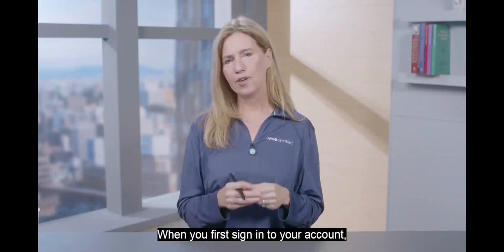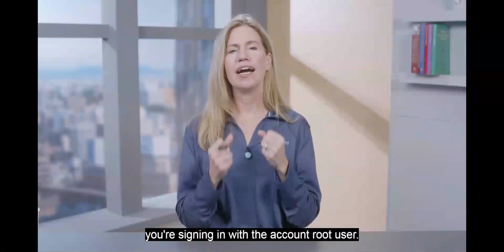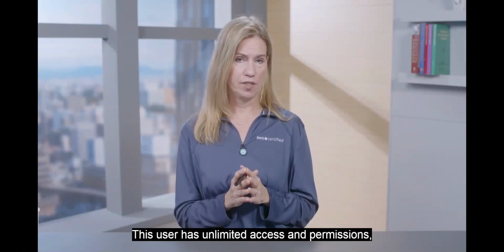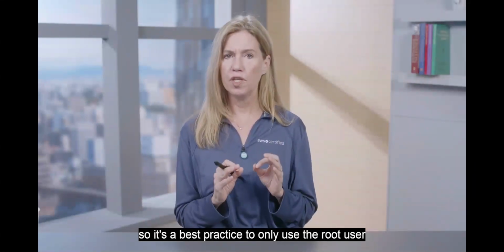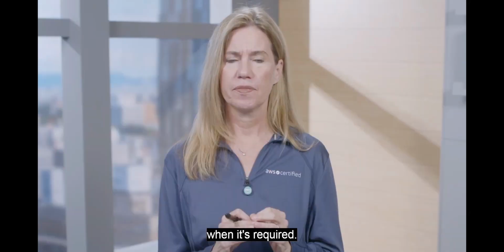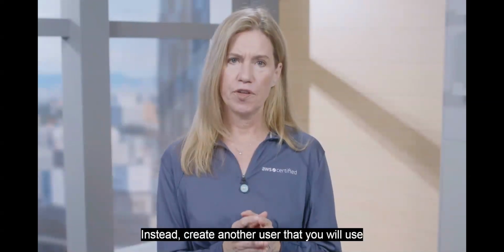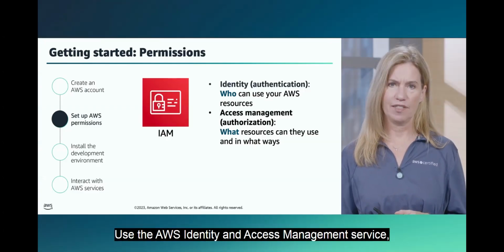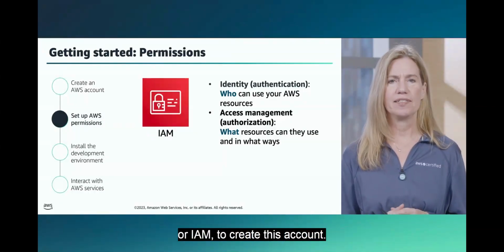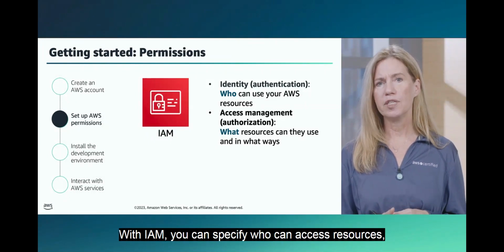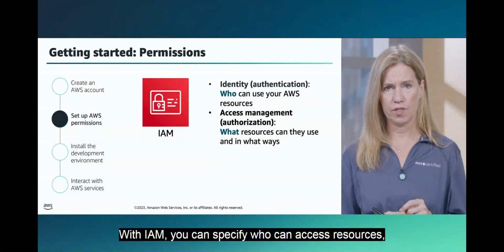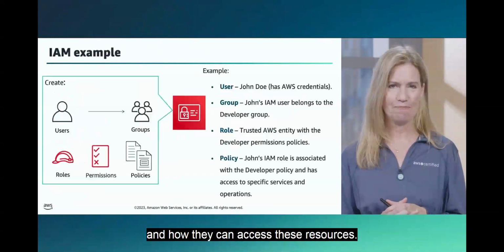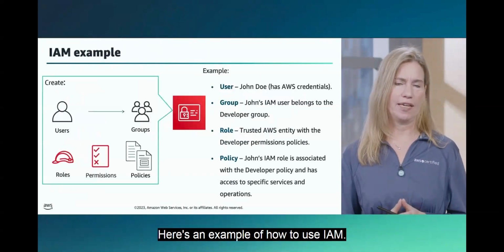Great. When you first sign into your account, you're signing in with the account root user. This user has unlimited access and permissions, so it's a best practice to only use the root user when it's required. Instead, create another user that you'll use only for development. Use the AWS Identity and Access Management Service, or IAM, to create this account. With IAM, you can specify who can access resources, what resources they can access, and how they can access these resources.